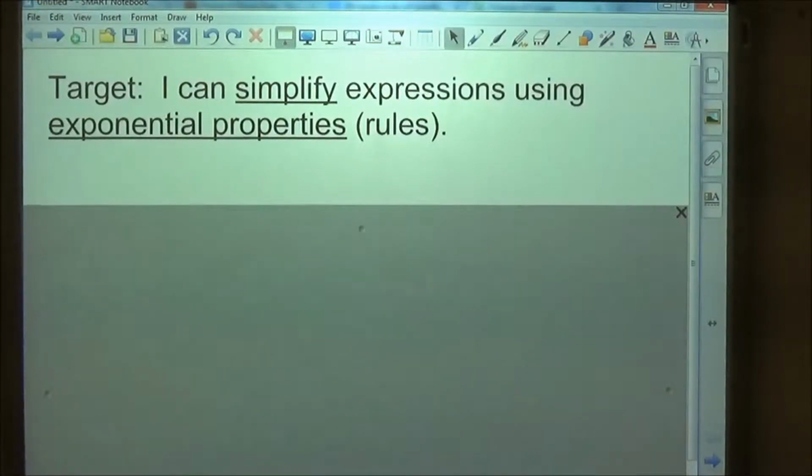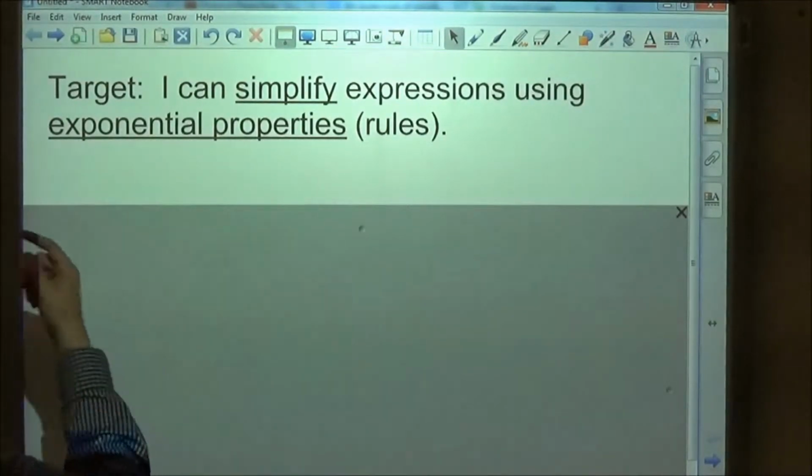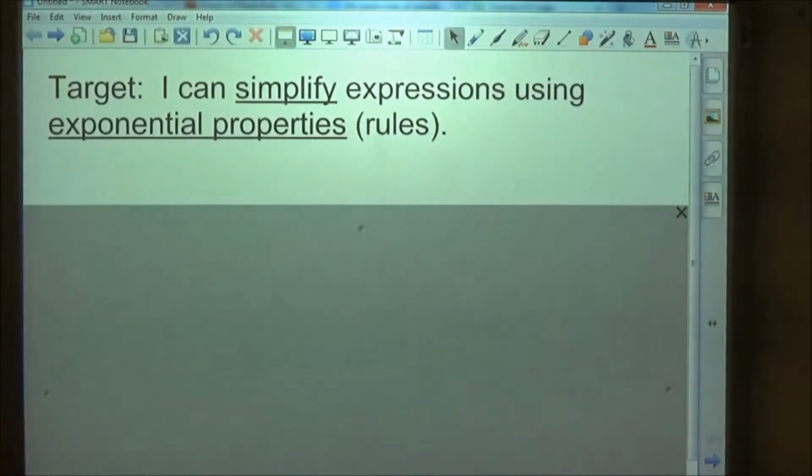Today's learning target is our last of our exponential properties, at least until later in the week when we have to start using them again, especially two of them. But we're going to be simplifying expressions using all our properties. That means these problems have more than one property to them. Up to this point, we've been just doing product rule one day, quotient rule one day, power of a power rule one day. Today there will be a mixture in our expressions.